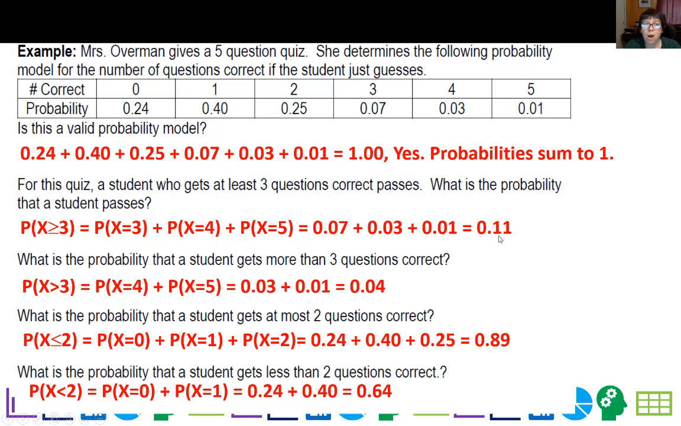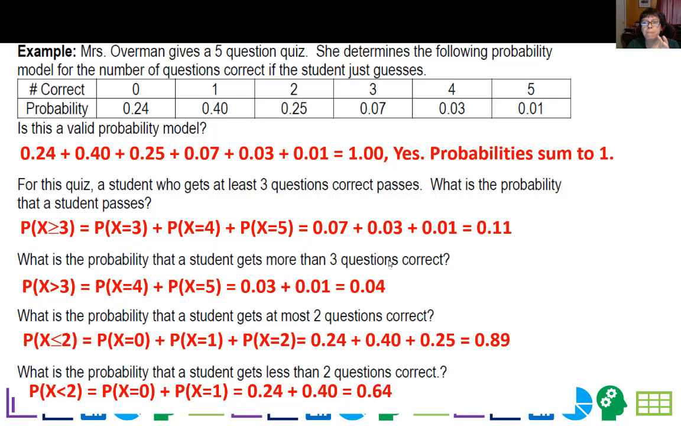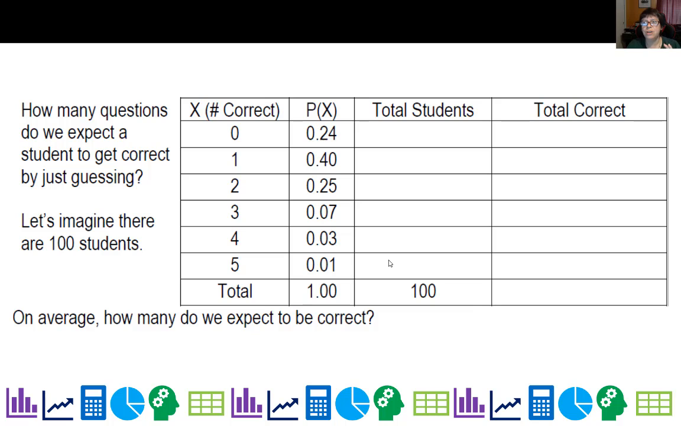All right, so let's say I wanted to know how many questions on average I expect a student to get right on this quiz? Well, we had the probabilities just now, right? But there is a way to predict the average. Let's just start by imagining 100 students. So if 24% of the time my kiddos get none correct, I would expect 24 students to be in that category. And then 40 for getting 1 right, 25 for 2, 7 for 3, 3 for 4, and just 1 kiddo to get all 5 right.